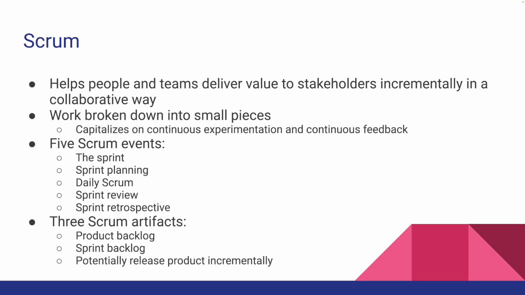All right, Scrum. So Scrum helps people and teams deliver value to stakeholders incrementally in a collaborative way. It breaks down work into smaller pieces, which capitalizes on continuous experimentation and continuous feedback. Talking about that tight feedback loop in Agile methodology, this fits in really well. There are 5 key Scrum events.